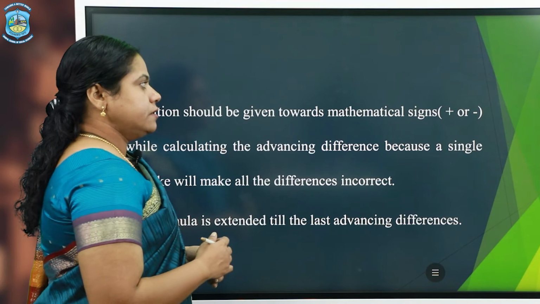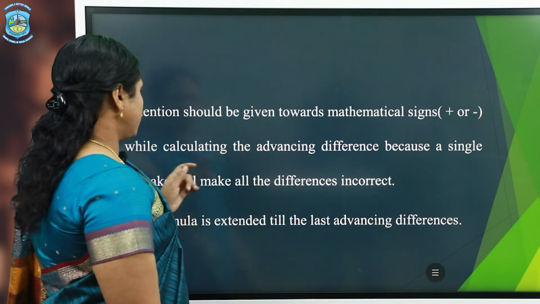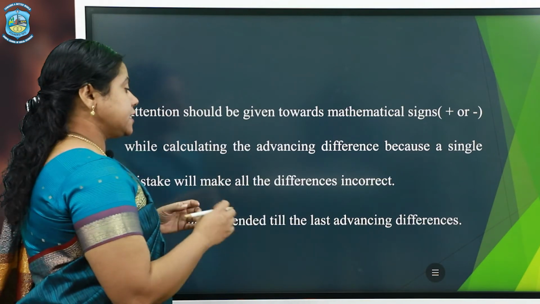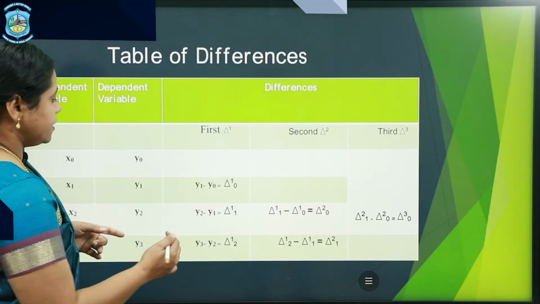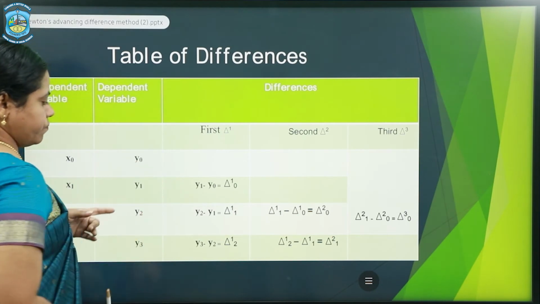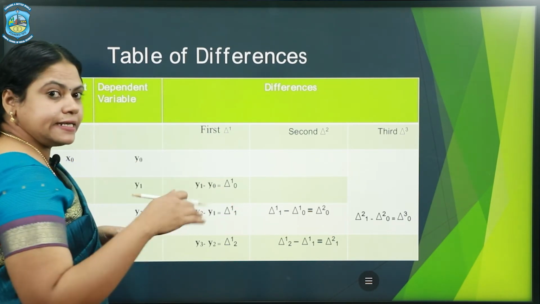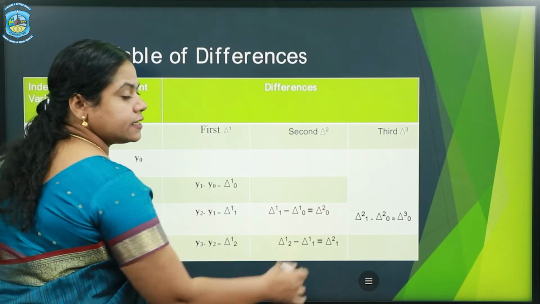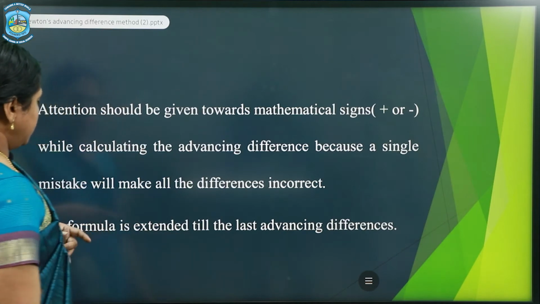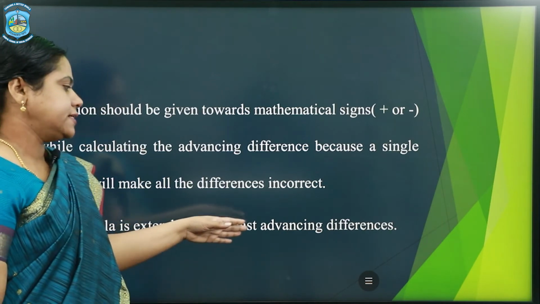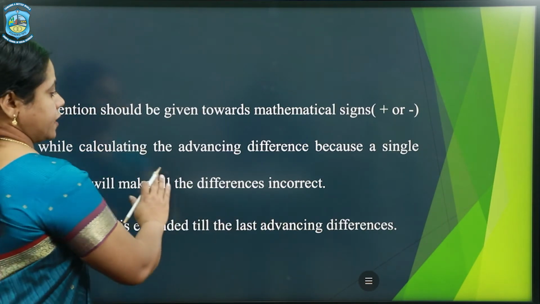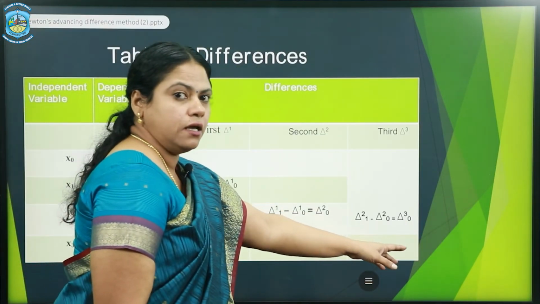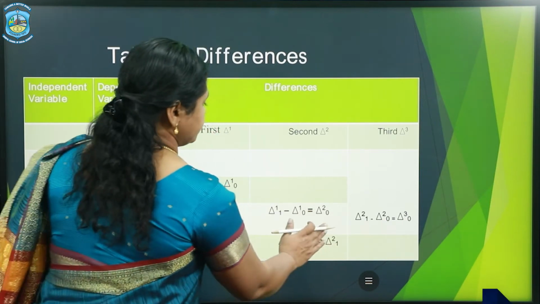Attention should be given towards the mathematical sign, plus or minus, while calculating the advancing differences. Otherwise, a single mistake will give you a wrong answer. Look here, when we take y1 minus y0, you may get a negative value or a positive value. So that negative sign should be taken care of in each difference. Now the formula is extended till the last advancing difference. Look here, only 1 is remaining. So we have to continue till it reaches only one value.